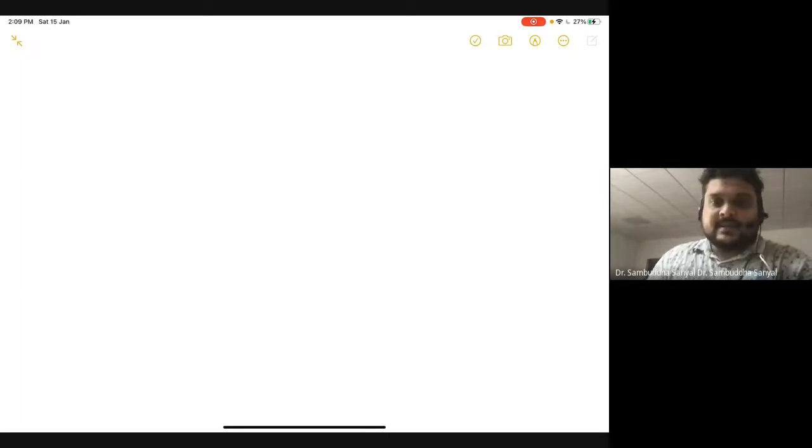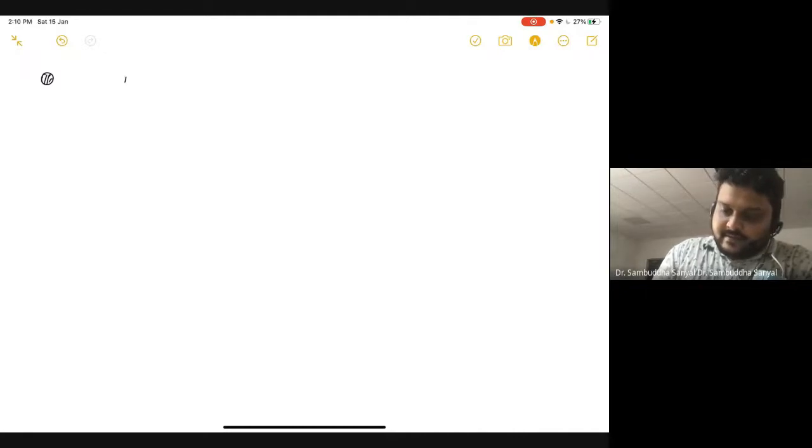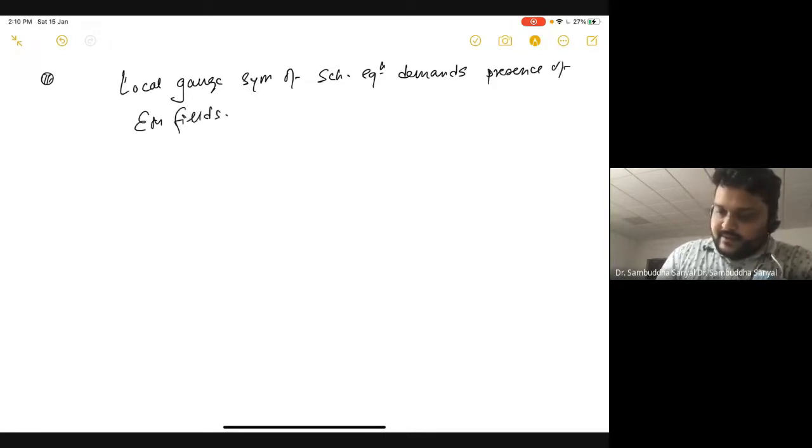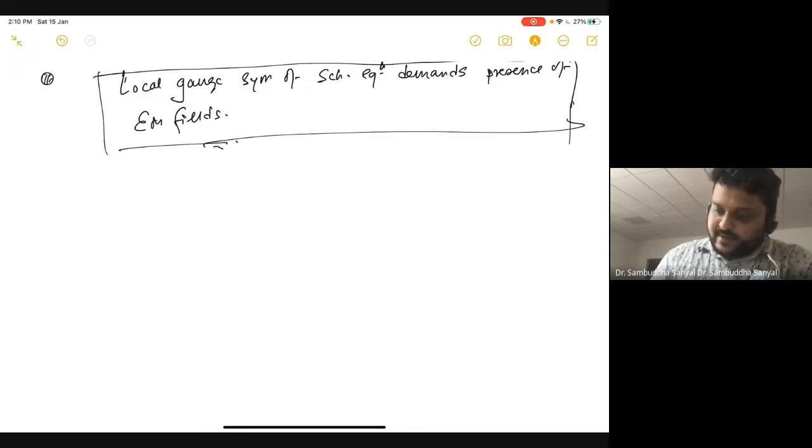Okay, so let's talk about gauge theory in general. We understood this point, that local gauge symmetry of the Schrodinger equation demands the presence of EM fields. This point needs to be boxed. It's such a cool point. We understood this point by asking that I have a local gauge transformation e to the power i alpha(x,t).